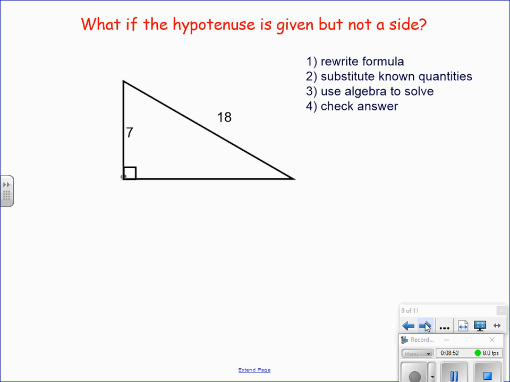What happens if you don't have the big side, or you're given the big side and you're looking for one of the smaller sides? So this is definitely possible. You're given the hypotenuse, which is this one, which is the biggest side, and you're given one of the legs, one of the smaller sides. So in this case, we're given the smallest side, which is side A, and we're given side C, and we're looking for B. We don't know what it is. So we're going to use the exact same equation. A squared plus B squared equals C squared.